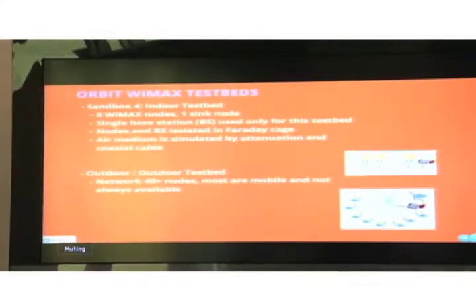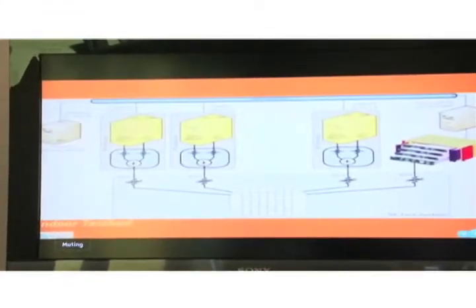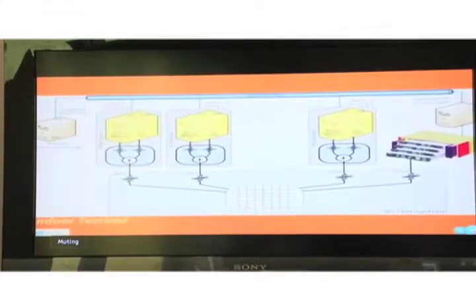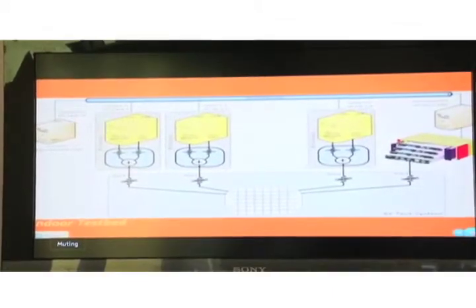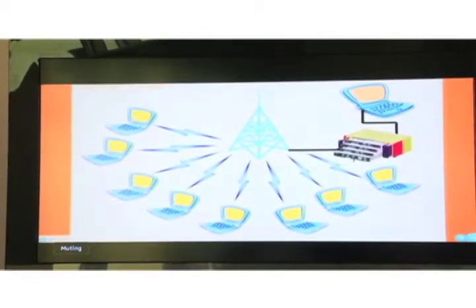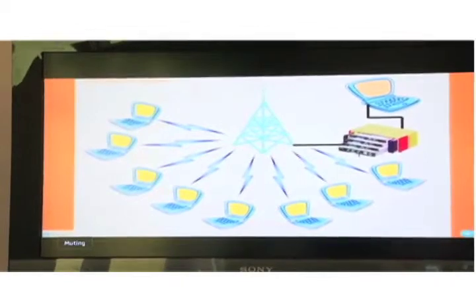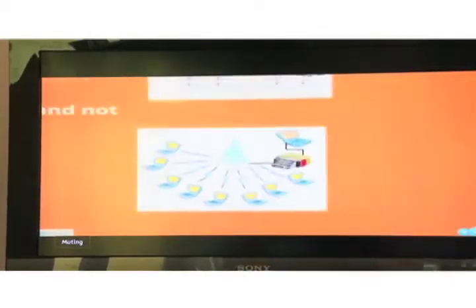Our initial Orbit experiments used the indoor test bed and the outdoor test bed. The resources on these test beds are different, but we are using 8 nodes in each with 1 sink node and 1 base station. So here is a quick overview of the indoor base station. And the outdoor base station is an actual WiMAX network with the nodes at different locations and distances from the base station on the Rutgers campus.